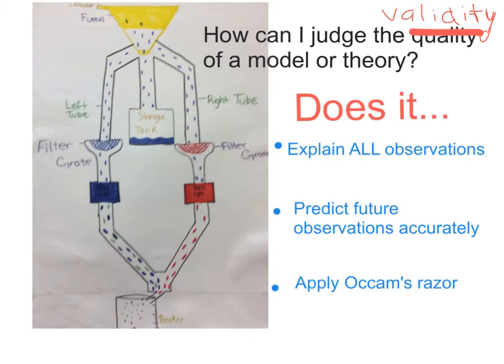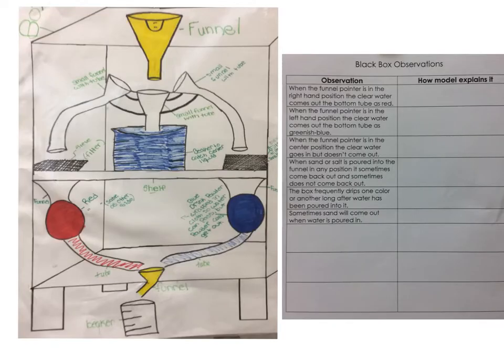Let's start with explaining all the observations. Let's look at a different picture to do this. Take a look at this model and ask yourself, are each of these observations that the students made explained? So you see that the first observation here on this sheet of paper, I have paper copies of this if you'd like one, says when the funnel pointer is in the right-hand position, the clear water comes out the bottom tube as red. Now, right and left are reversed because you're looking at this picture backwards to how the student would have been looking at it, right? So don't worry about that.